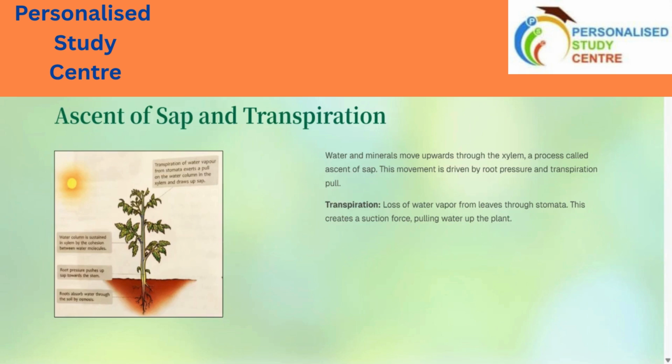Now the second process is transpiration. So how does this transpiration take place? Transpiration is the loss of water vapor from the stomata. So this transpiration causes the transpiration pull. Transpiration creates a suction force that pulls water up the plant. This suction force combined with the root pressure drives the ascent of sap up the plant. So this is all about the ascent of sap and transpiration. And now we are moving to the next slide.